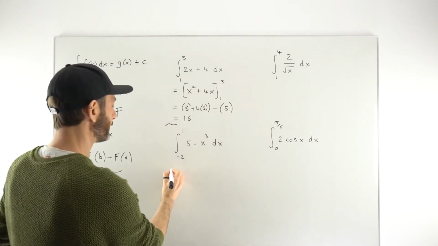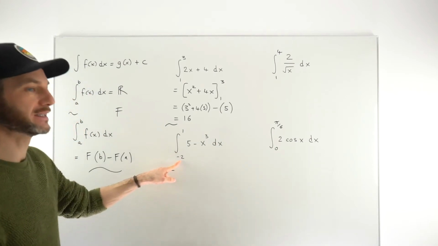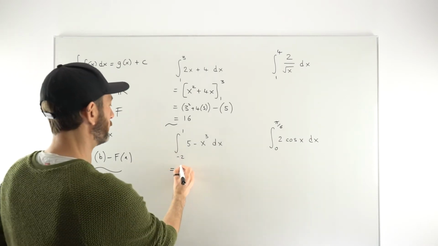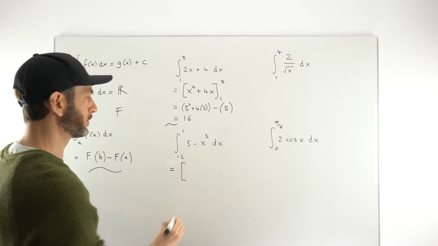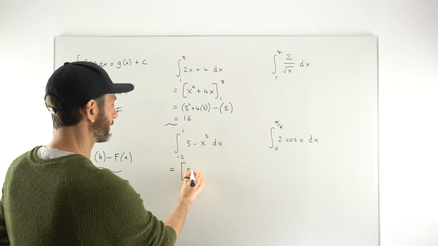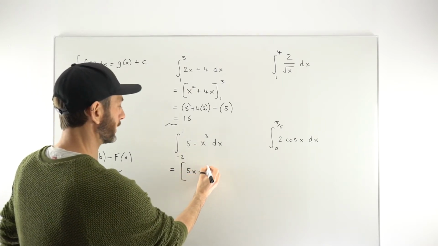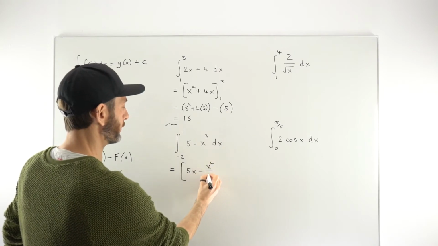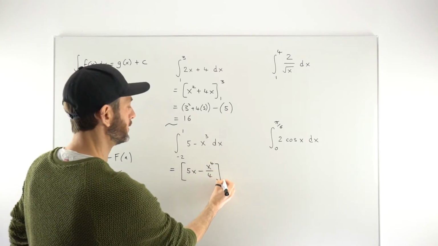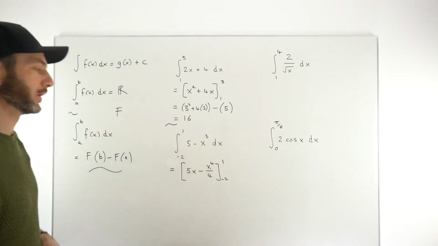Let's look at this one, fairly similar. We've got a negative limit to deal with. That doesn't really change things. So the integral is going to go in a square bracket. The integral of 5 is 5x. When we integrate x cubed, we're going to get x to the power of 4 over 4. So just using the power rule there, increasing the power by 1, dividing by the new power.